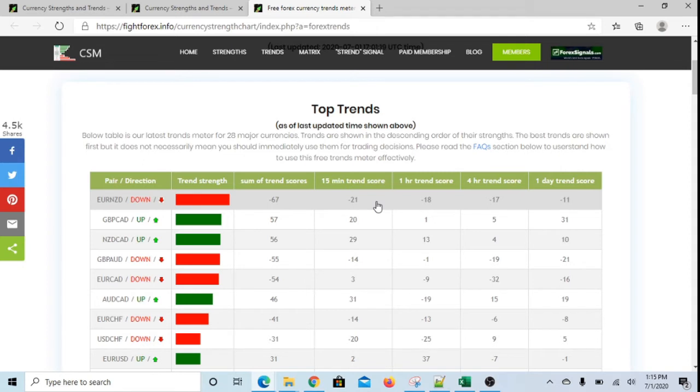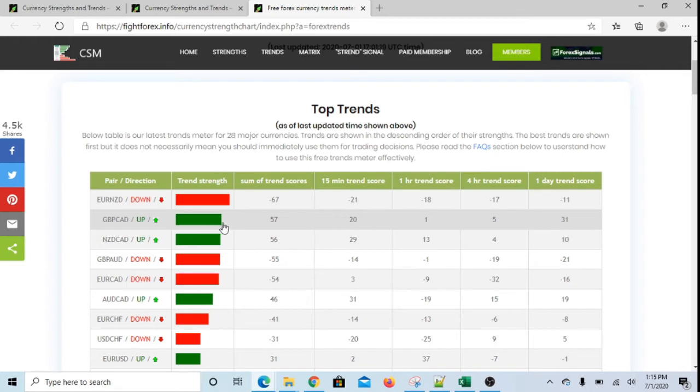Now, I will not go into the exact calculation of trend scores. That's kind of proprietary information that we have. However, it's important to know that the bigger the number, either positive or negative, the stronger the trend, right? So on a 15-minute chart, this is showing minus 21, minus 18, minus 17, minus 11, and some goes to minus 67. The next one in line is GBP/CAD at this moment.